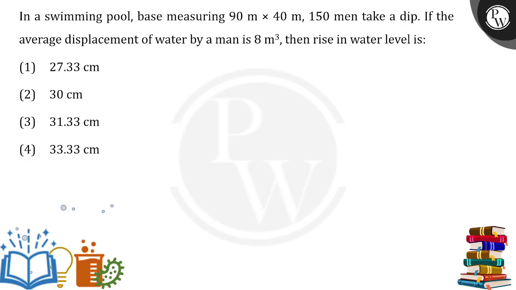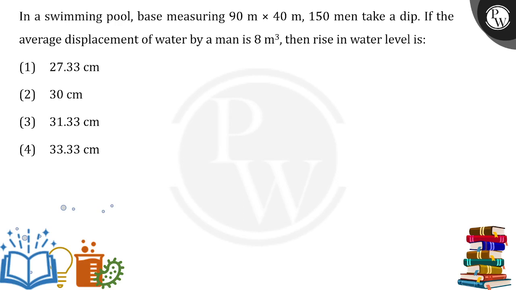In a swimming pool, the base has this much length, and the height of the man who is swimming in the pool is 150 over here. The base is given, that means base is length into breadth, and the height of the person who is taking a dip is given. The average displacement of water by the man is this much water that has been replaced.